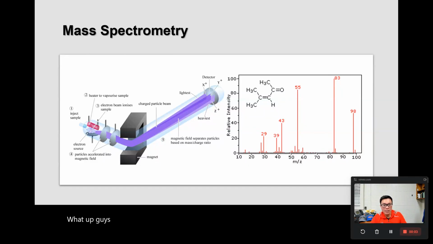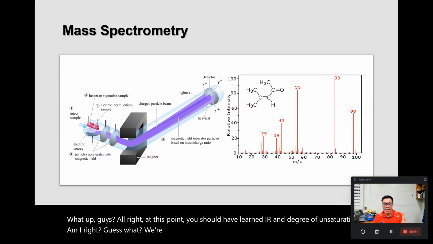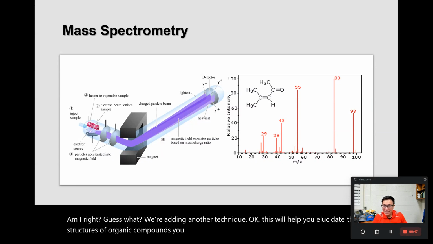At this point, you should have learned IR and degree of unsaturation. Am I right? Guess what? We're adding another technique, and this will help you elucidate the structures of organic compounds. Are you ready? Drum roll, please. Well, it's right there. Mass spectrometry.